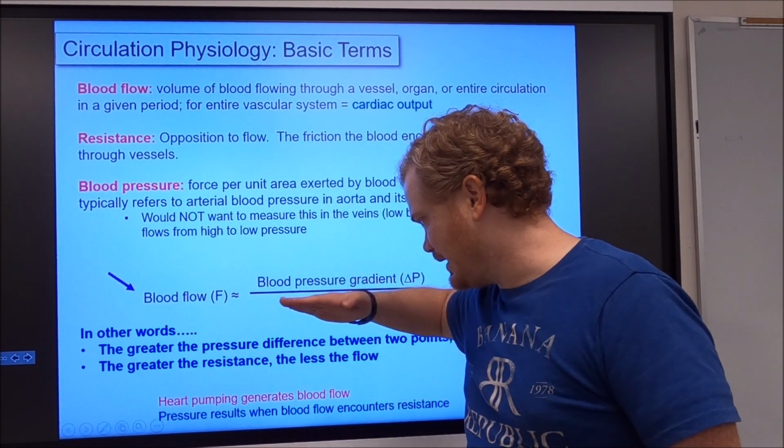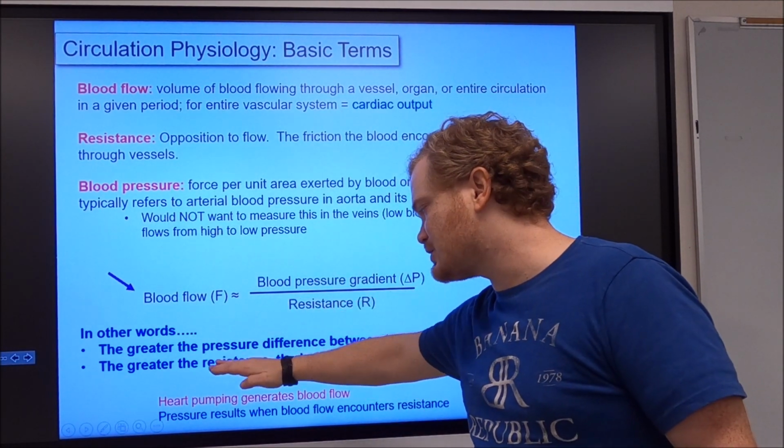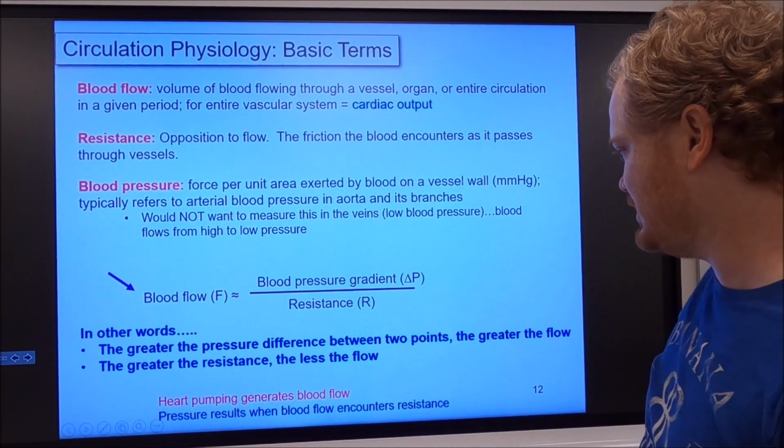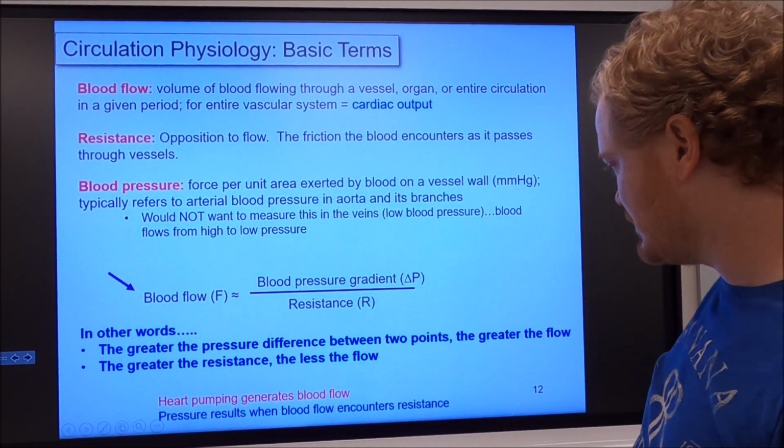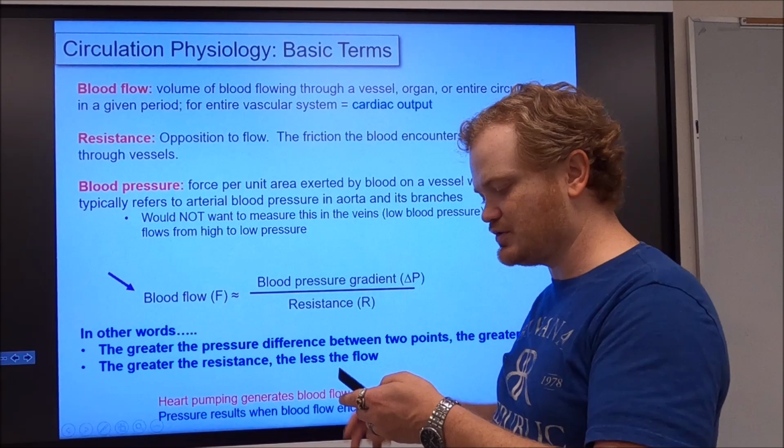Again, think about the blood pumping and vasoconstriction and vasodilation. Heart pumping generates flow, and that's absolutely what we want here. So that works just fine.